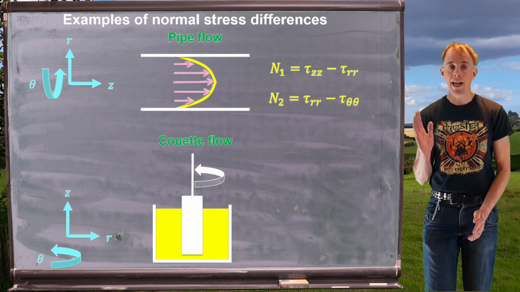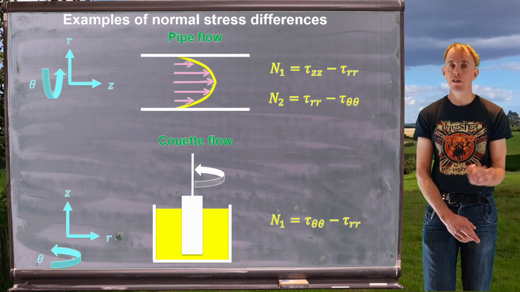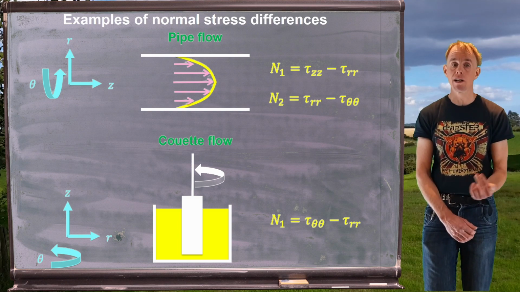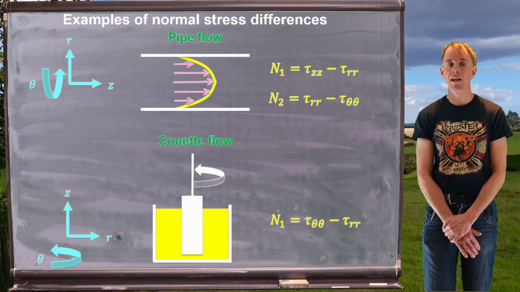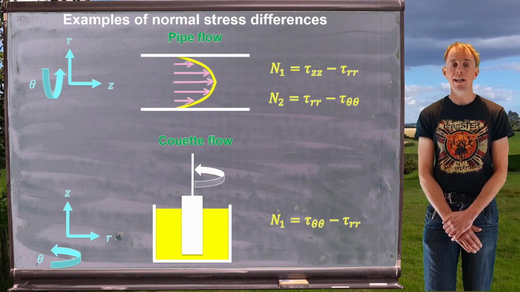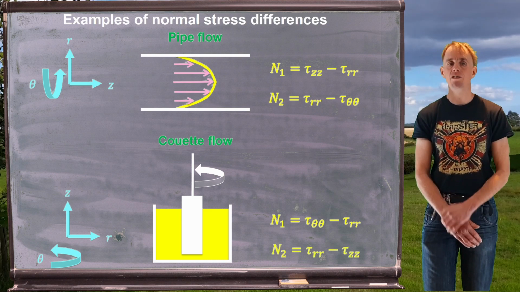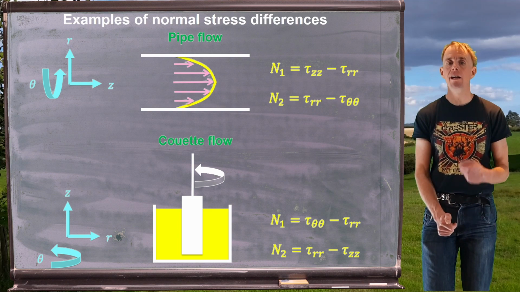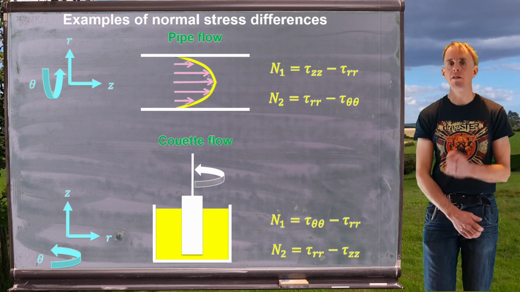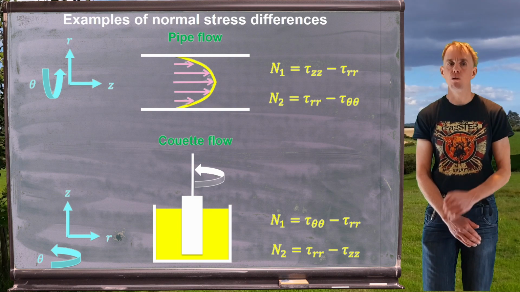So, N1 in this case would be defined as my streamline direction, which is now my rotational direction, less my gradient direction, so that's tau theta theta minus tau RR. And N2, therefore, is going to be tau RR minus tau ZZ. So there we have two examples of how to apply the concept of first and second normal stress differences to two examples of flow in cylindrical coordinates.